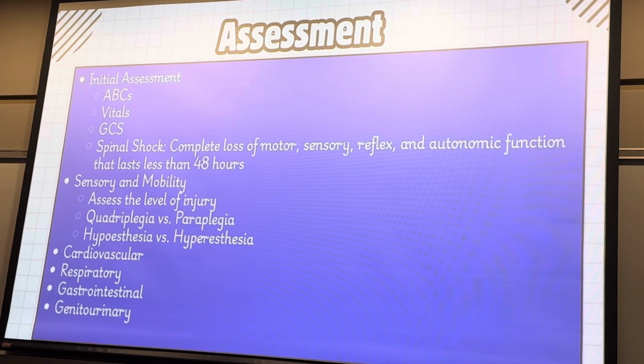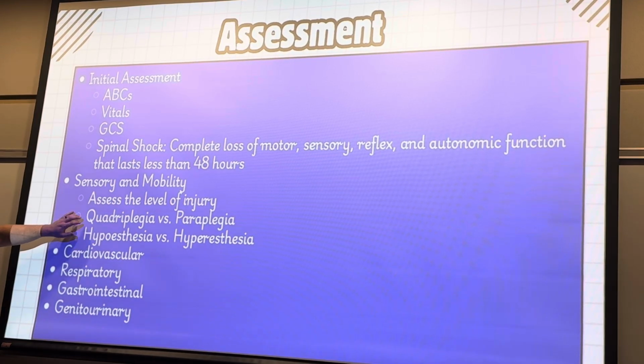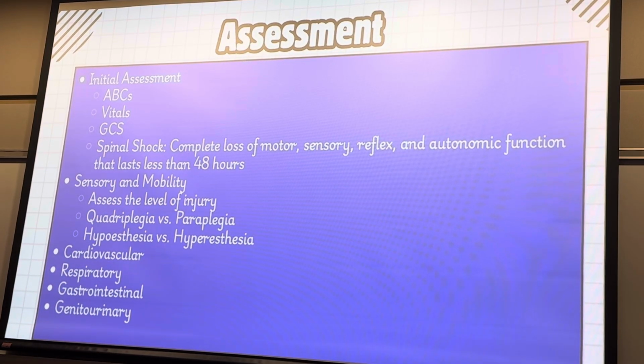Quadriplegia versus paraplegia. So your quadriplegia is what? All four extremities, right? You also see it as tetraplegia as well. Sometimes they'll interchange those, quadriplegia or tetraplegia. And then paraplegia, just your lower extremities. All right. You also see what's referred to as quadriparesis, which is just weakness in all four extremities, compared to the quadriplegia, which is inability to move. You also see paraparesis as well, so overall weakness in the lower extremities.